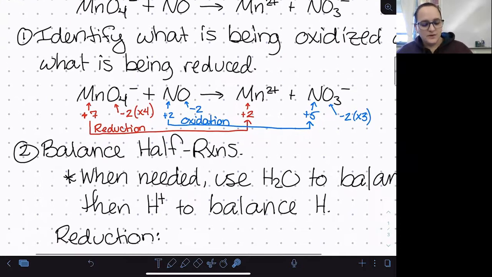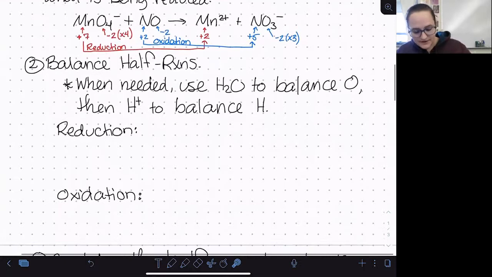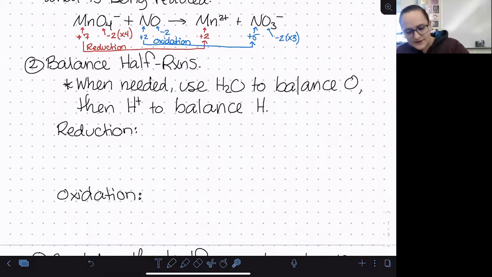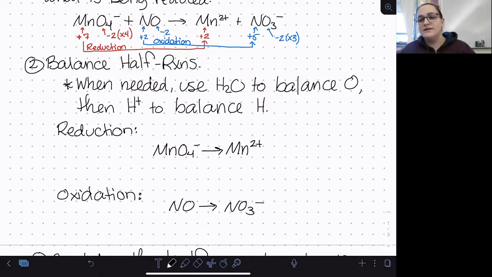So just like last time, at this point, we can write our half reactions and work towards balancing those. So our reduction half reaction is taking this MnO4 minus and turning it into Mn2 plus. And our oxidation is taking NO and turning it into NO3 minus. So from here, we need to balance these half reactions.